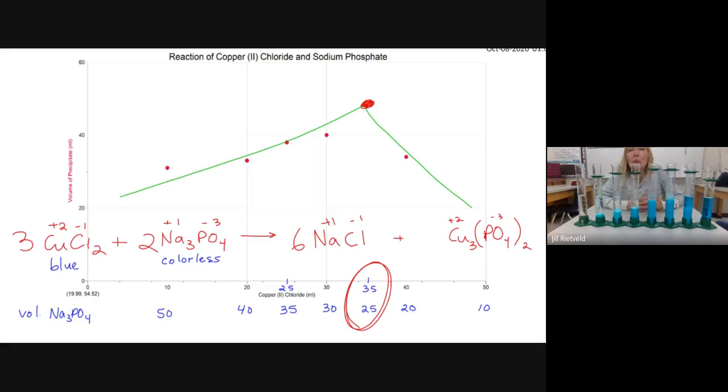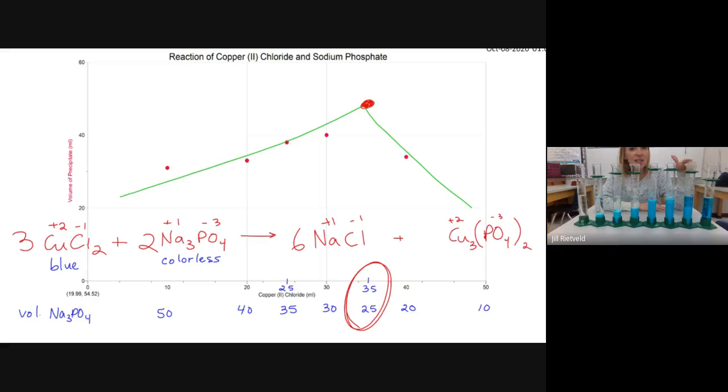Now, it doesn't mean that we have to have the stoichiometric ratio. I mean, this reaction runs at varying ratios. However, here's what I think is kind of cool about this particular setup. So, for example, the copper chloride solution is blue.